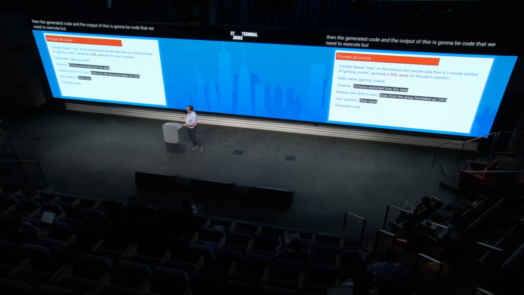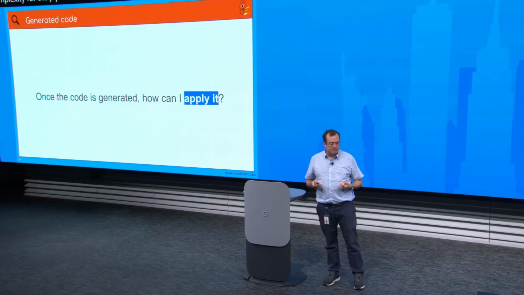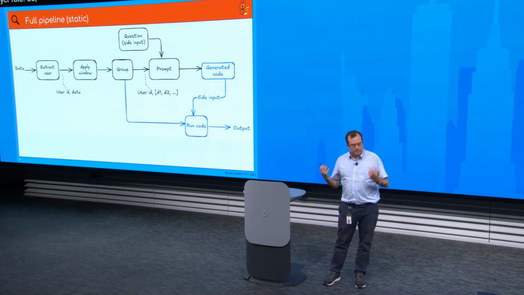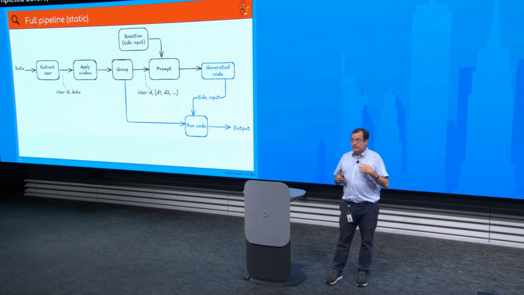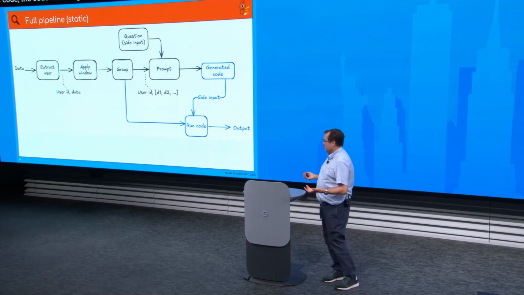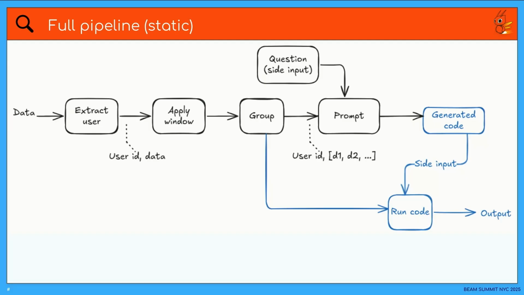But how can we execute this code? Well, this is another complexity for the pipeline. And this is, again, where side inputs play a role. So this is the complete pipeline. The pipeline wasn't completed before. This is the complete pipeline after we generate the code. The code itself is also going to be small. The question is small, so the code, in order to answer that question, should also be relatively small.